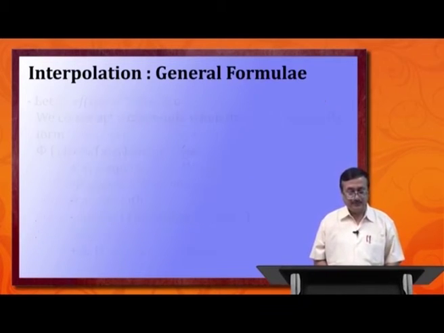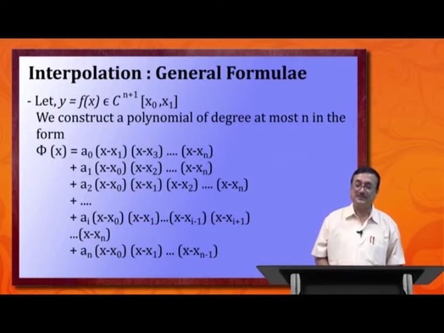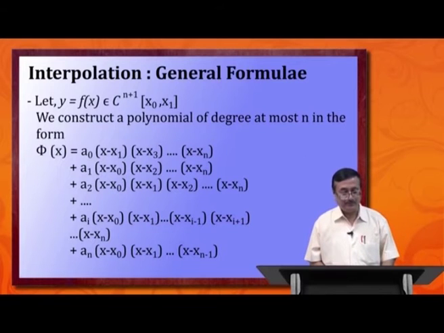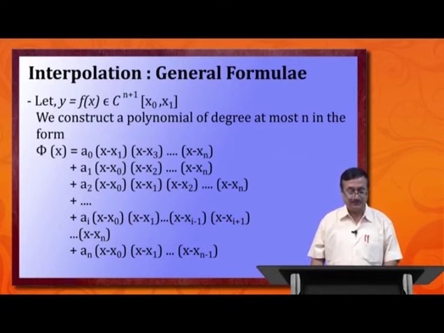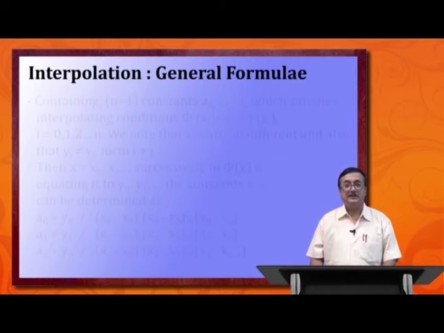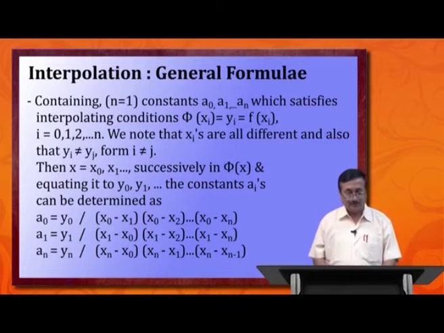How to get this interpolation formula? We suppose that the function y equals f(x) is continuously differentiable n plus 1 times. We construct a polynomial of degree at most n. Remember that we have n plus 1 interpolating points. So we construct a polynomial of degree at most n in the form given as phi(x). Phi(x) contains the unknown coefficients a0, a1, a2 up to an, that is, a total of n plus 1 unknown coefficients. These n plus 1 unknown coefficients will be determined by satisfying the interpolating condition phi(xi) equals yi, for i equals 0 to n.